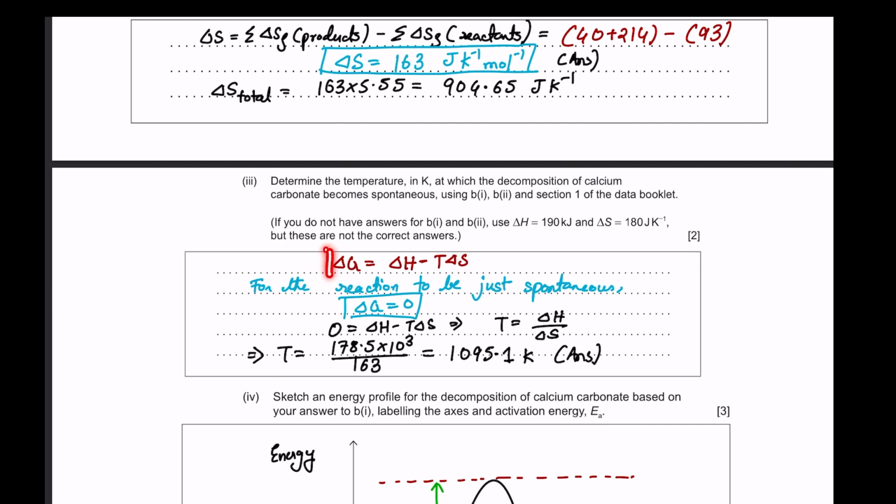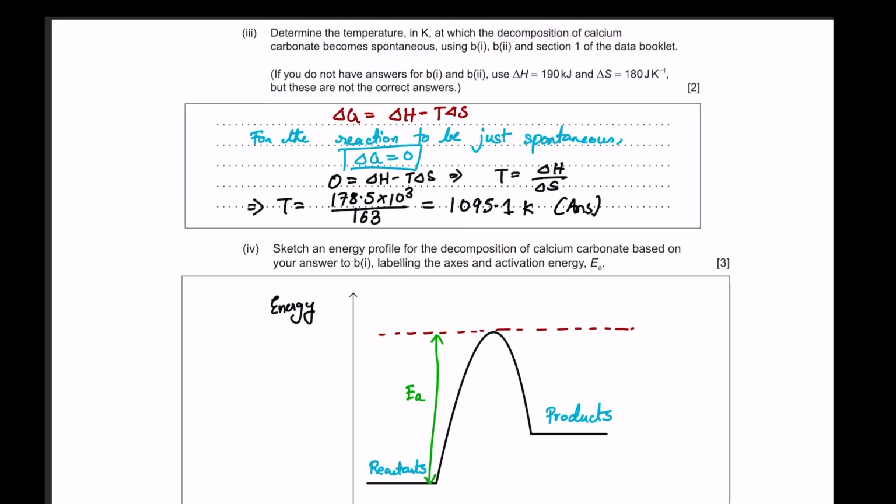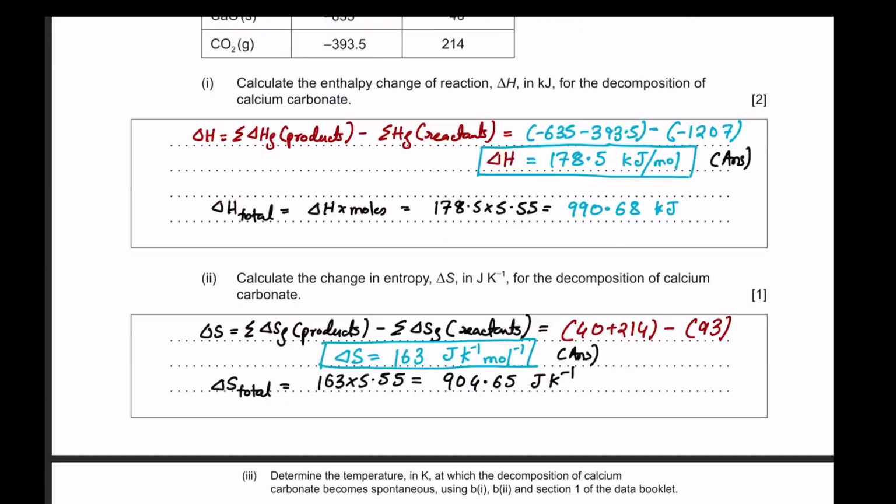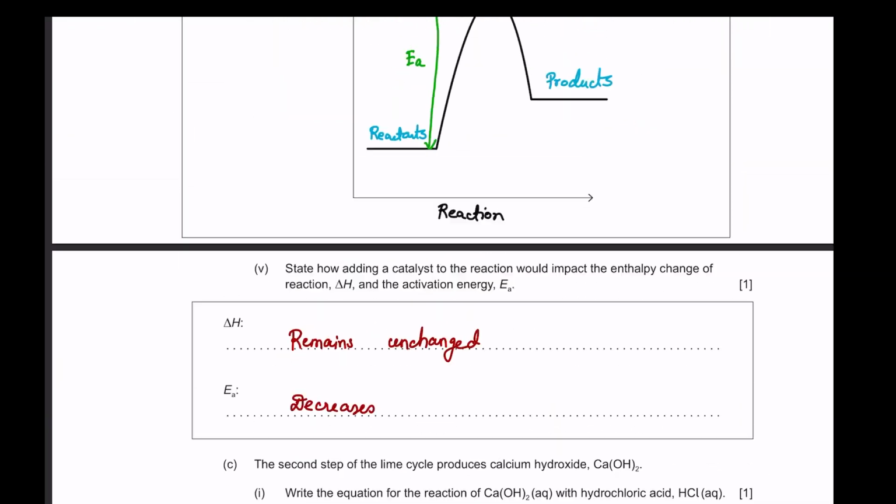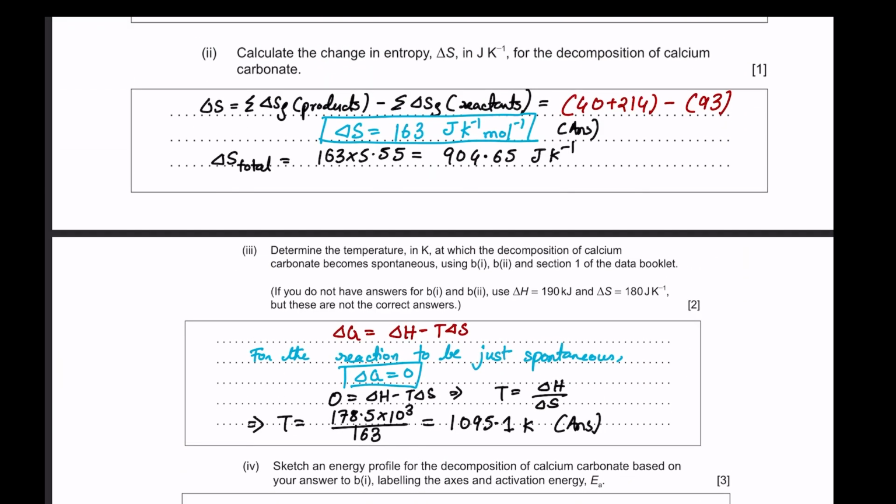So we know the equation is delta G equals delta H minus T delta S, and we can use section 1 again. Section 1 gives you this formula, that is delta G equals delta H minus T delta S. If we put delta G equals 0, we get 0 equals delta H minus T delta S. So temperature becomes delta H divided by delta S.